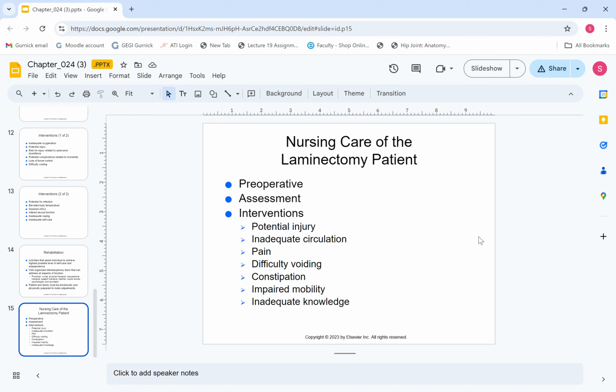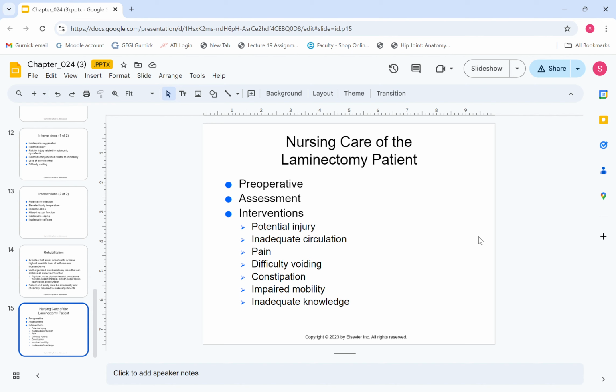Okay, difficulty voiding, as we've talked about. Risk for complication, as we've talked about. If you're immobile, you're at risk for complication. Impaired mobility, because you haven't moved around in the surgery. Maybe after surgery, you're not able to move around. Remember, most surgery patients, we want to get them up walking as soon as we can. In this case, we might have a patient who's not able to walk.